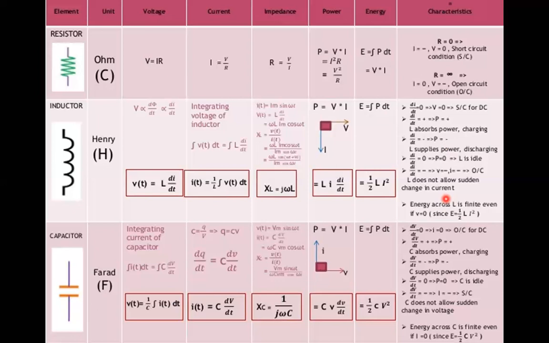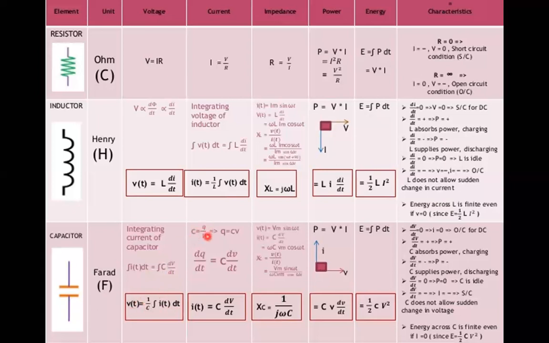The last element we will consider is the capacitor. The unit for the capacitor is farad, and we consider the current of the capacitor. If you integrate I dt, this is nothing but C dV by dt, because Q is equal to CV, charge is equal to CV. And Q is nothing but the flow of charges. So after integrating, we get V is equal to 1 by C integration of I dt.